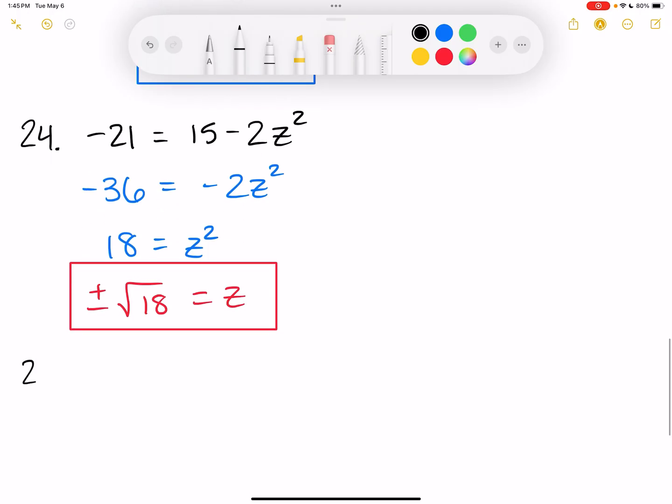All right, y'all try this one on your own. 9n squared minus 14 equals negative 3. So take a second and work through that one.